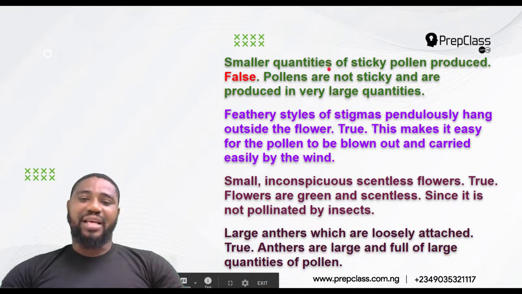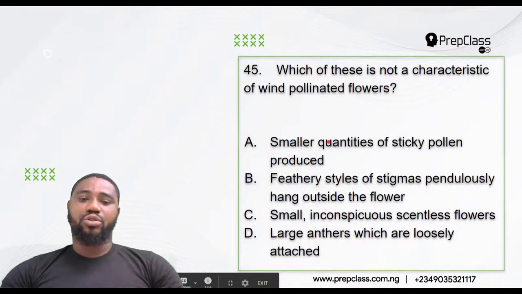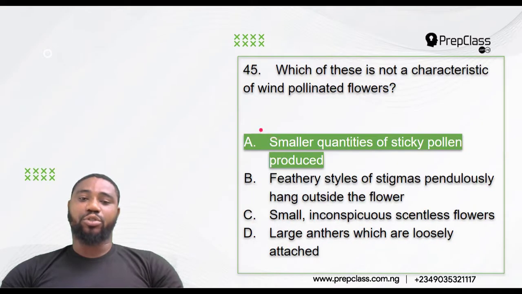So the correct answer there is option what? Option A, because the question said which of these is not a characteristic. Smaller quantities of sticky pollen produced is not true, because large quantities of pollen are produced and they are not sticky. So the correct answer is option A. Option A is not a characteristic of wind-pollinated flowers.